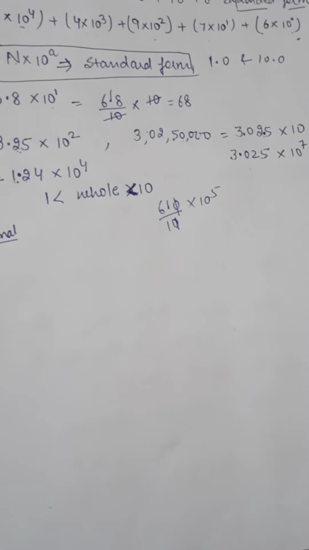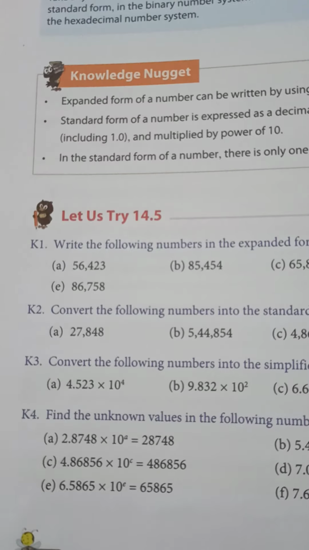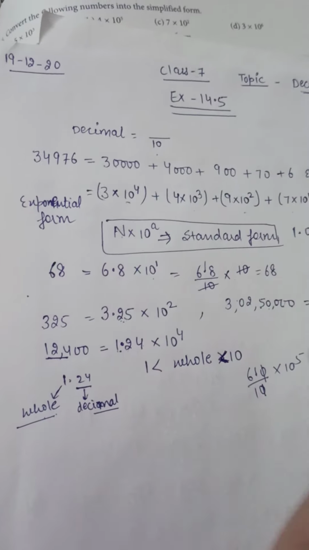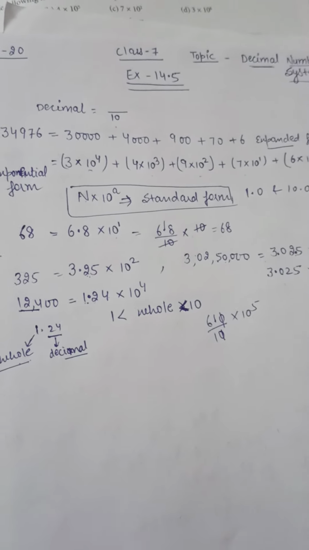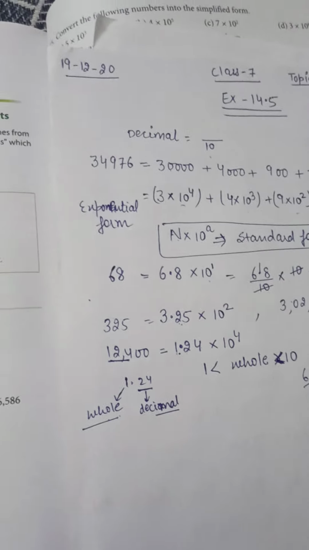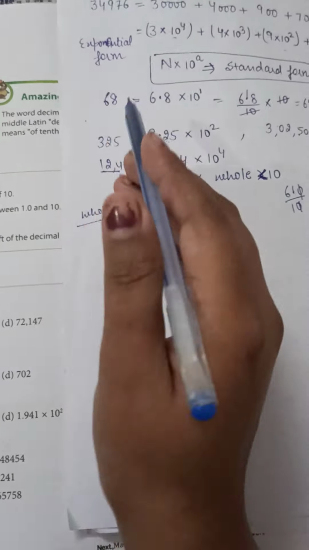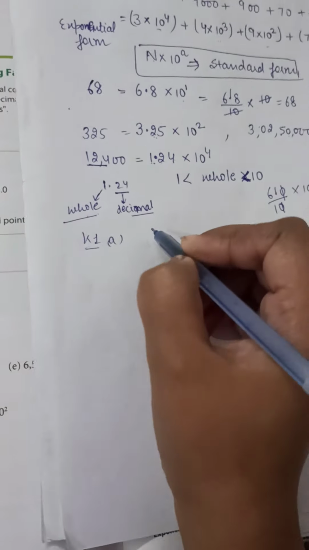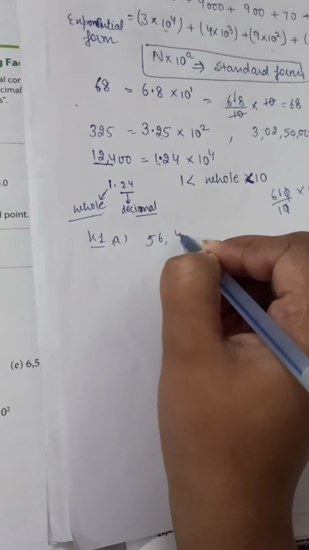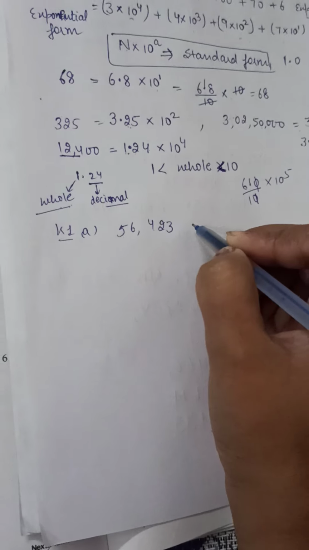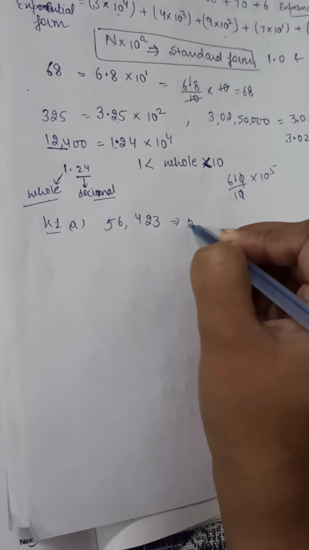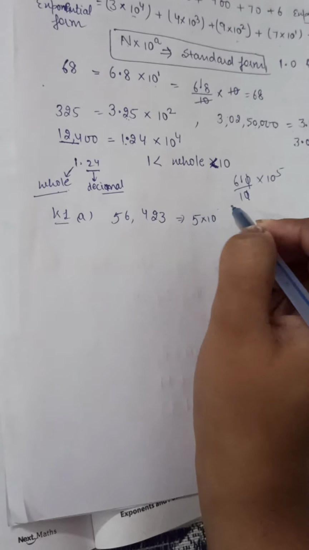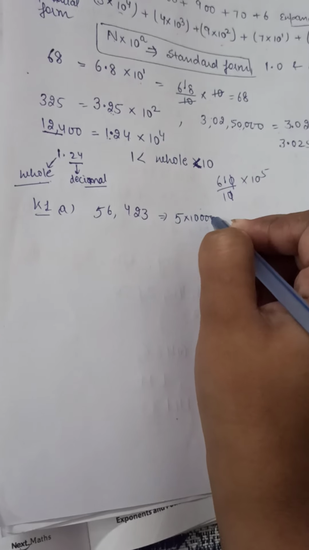Now come to the exercise, that is 14.5. In this, the first question is: write the following numbers in the expanded form like this, not in the exponential form, in the expanded form. So see, I am doing one question for you. Question 1, first part, that is 56,423. How will you represent it? 4 zeros, so you can write here multiplied with 10 to the power 4 or multiplied with 10,000.